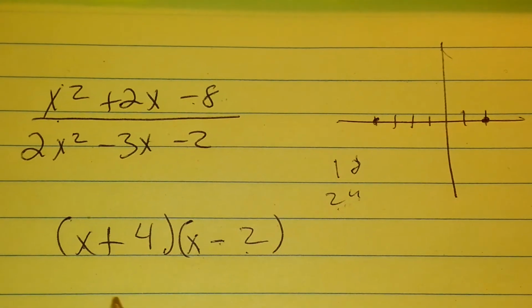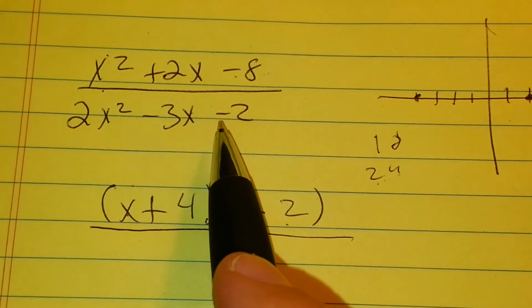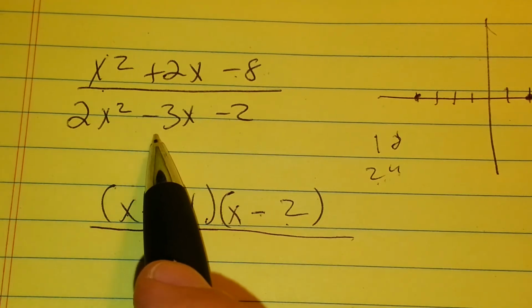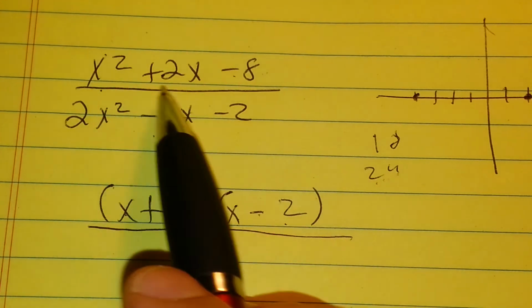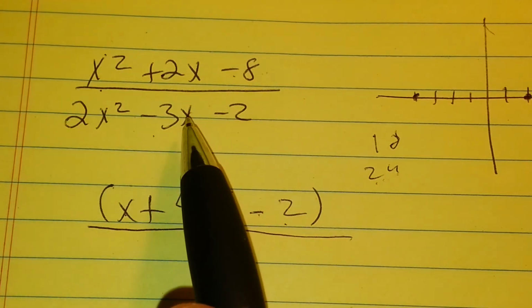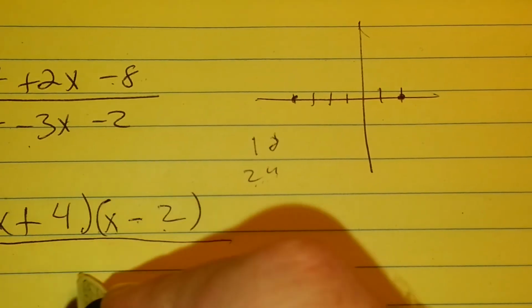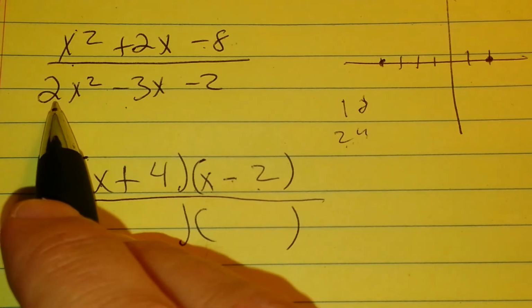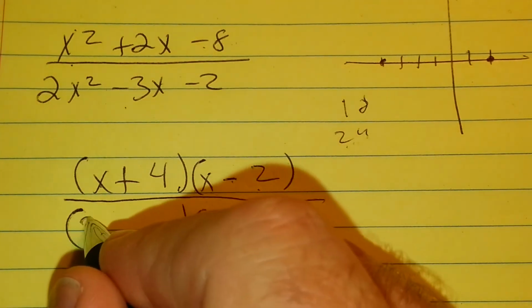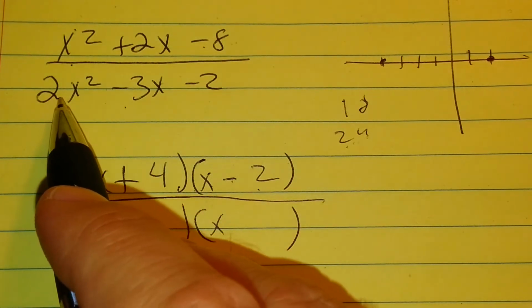Now, let's look further. We've got to look at our denominator now and find out what makes 0 in the denominator. Remember, 0 in the denominator is a no-no. It makes the fraction undefined, or the function undefined. So let's continue to factor. This one's not too tough. 2 is a prime number, so 2x times x is really the only way to get 2x squared.